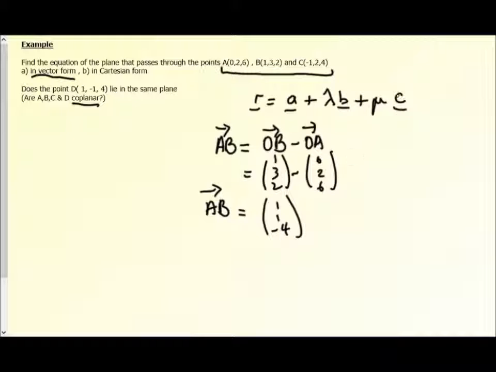Right, let's repeat that now to get a second direction in the plane. We could work out AC or BC, it doesn't matter. It would both give us the correct answer. So BC is OC subtract OB.